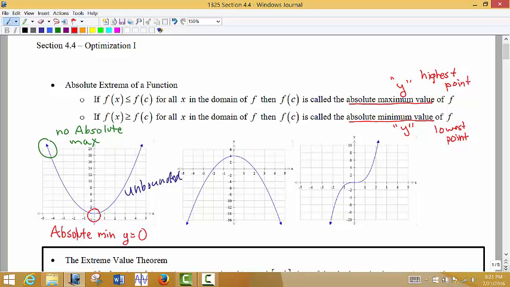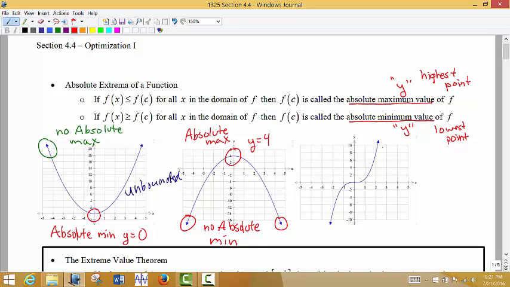Okay, for the next graph, it looks like we have an absolute maximum value. The highest point on the entire graph looks like we achieve a y value of 4. So the highest point we will call the absolute max. So that's the absolute maximum point. Let's look down here. Do we have an absolute minimum? Do we have a smallest point that we could identify? Since we have these arrows that are pointing down, it's unbounded, which means it continues to go downward forever. So we don't actually have a lowest point. So in this case, we would say there is no absolute minimum. There's no smallest y value.